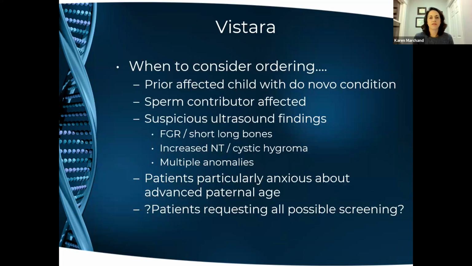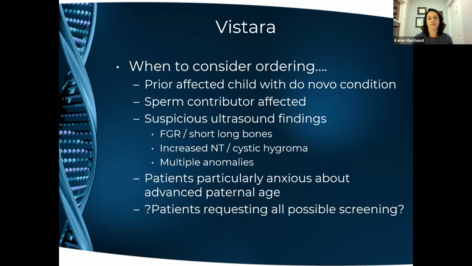So when to consider ordering Vistara? Definitely there are some clinics that are offering this as a routine part of their screening. I think most are not, but certainly some are. And I think it's just weighing that 1 in 625 incidence of these conditions versus the potential for false positives, false negatives, incidental findings. And for me, I don't feel like there's quite enough data yet for me to want to offer it routinely, but that data will come, certainly.